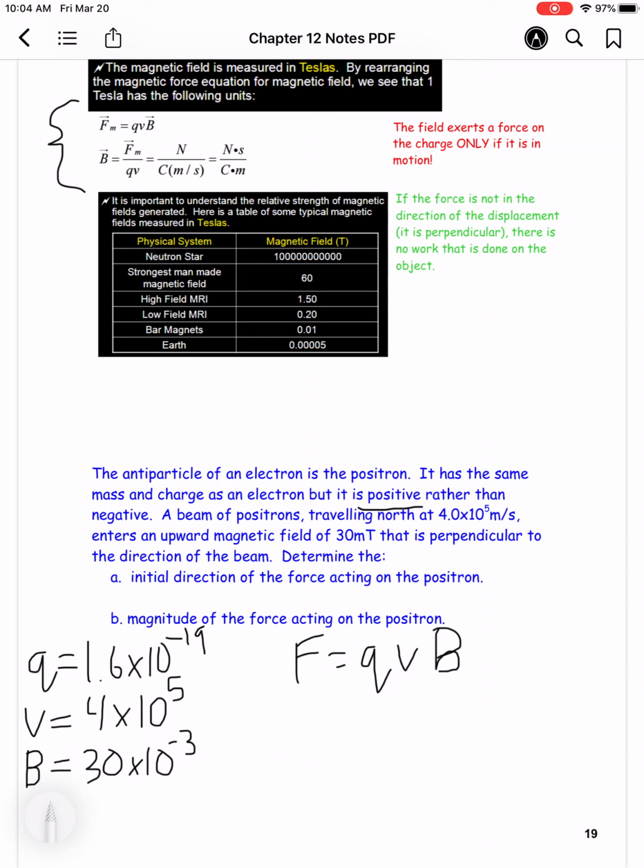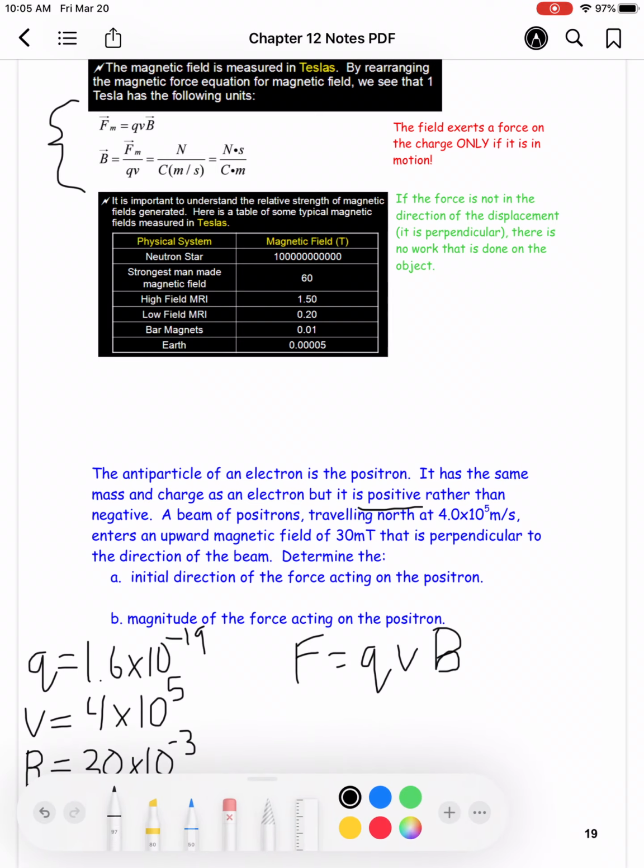All right, so we have a question here. A beam of positrons traveling north at 4 times 10 to the 5 meters per second enters an upward magnetic field of 30 millitesla that's perpendicular to the direction of the beam. Determine the initial direction of the magnetic force. Okay, so we have to first determine the initial direction.